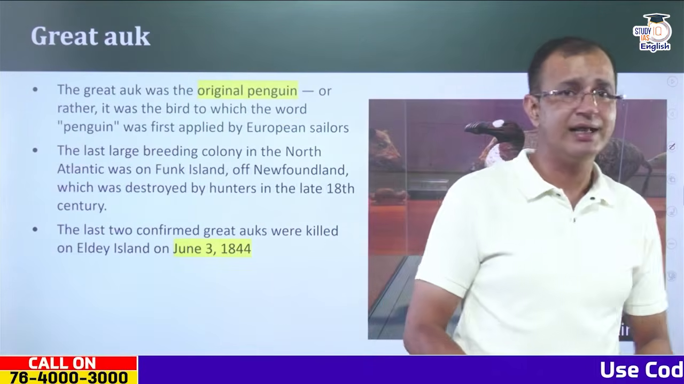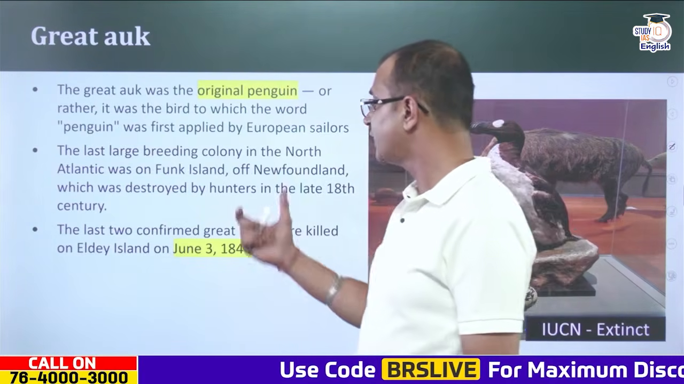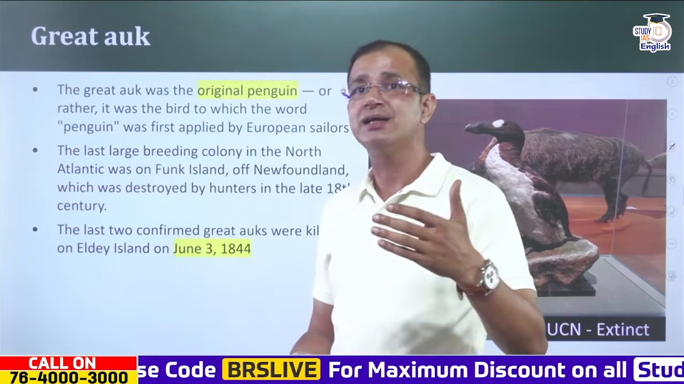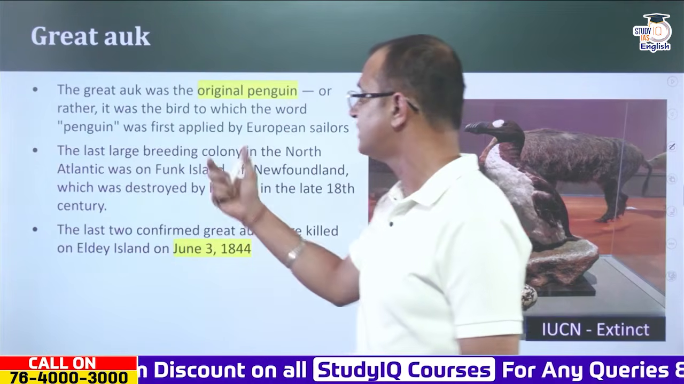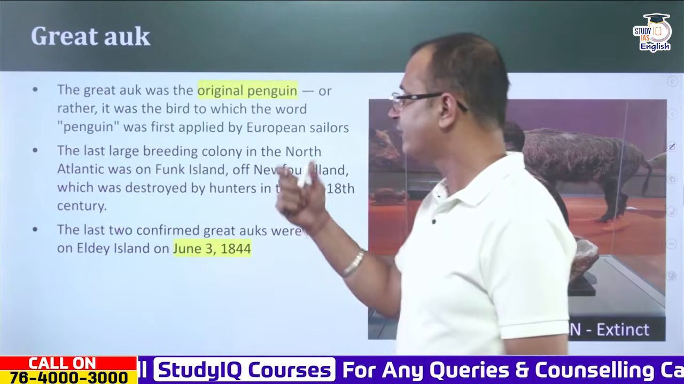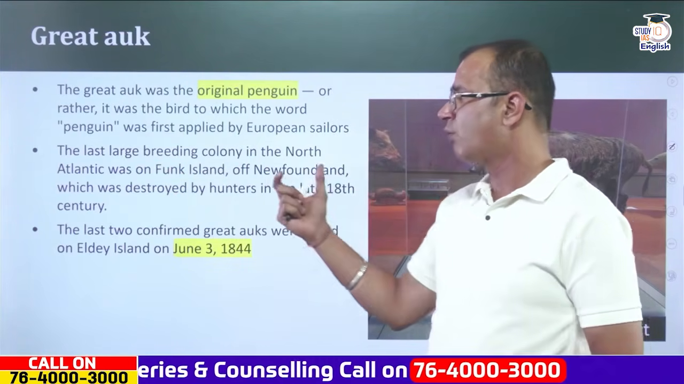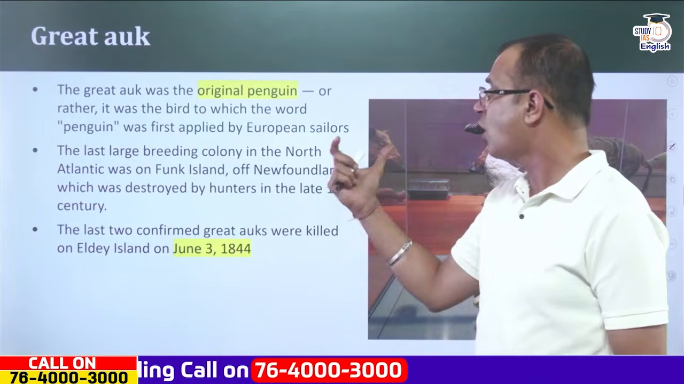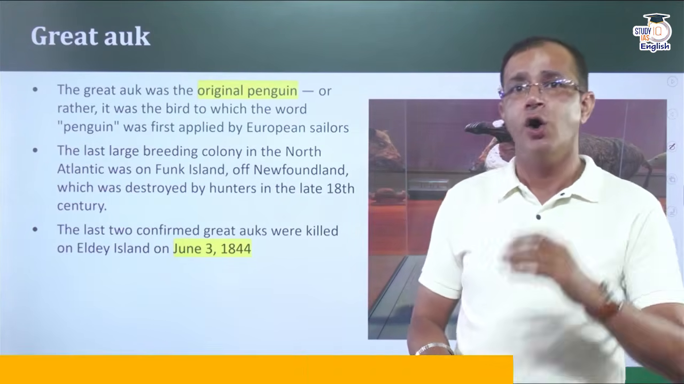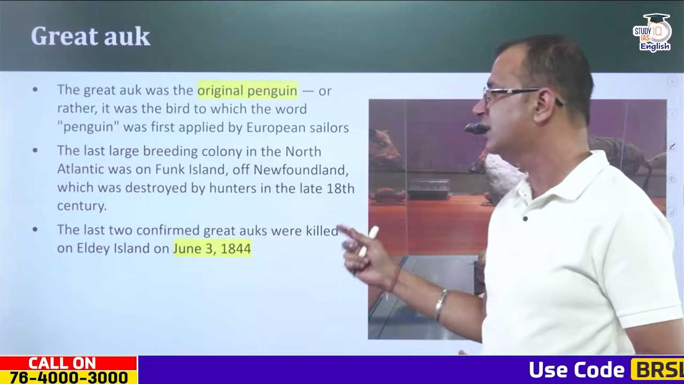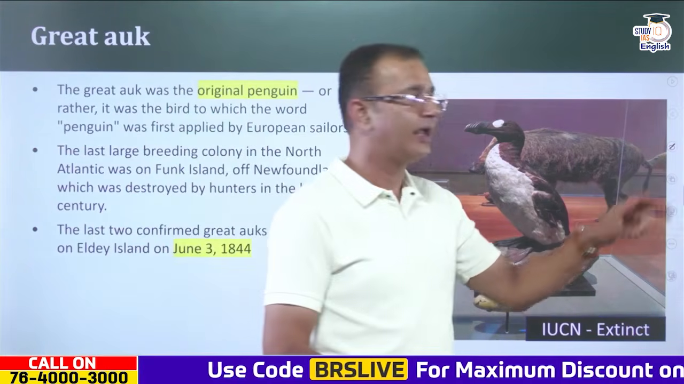Then the next species that we have lost is the great auk. The great auk was the original penguin, the bird to which the word penguin was first applied by European sailors. The last large breeding colony in the North Atlantic was on Funk Island off Newfoundland, which was destroyed by hunters in the late 18th century. The last two confirmed great auks were killed on Eldey Island on 3rd June 1844, and since then they have been extinct.